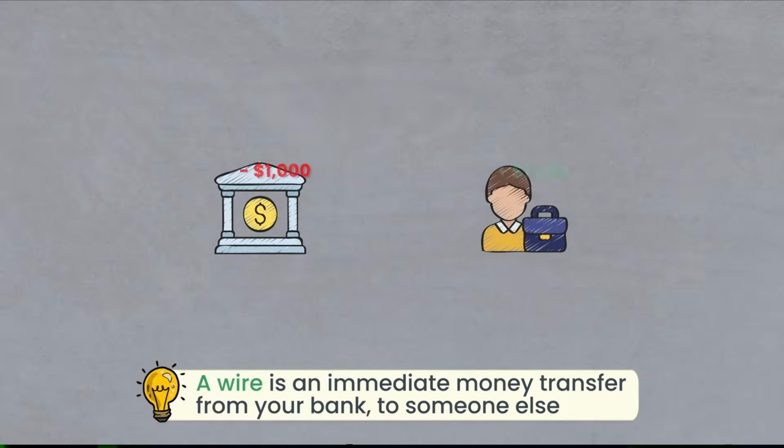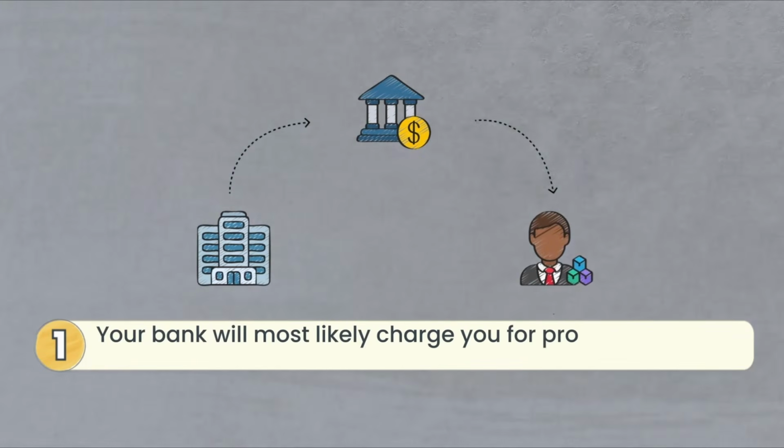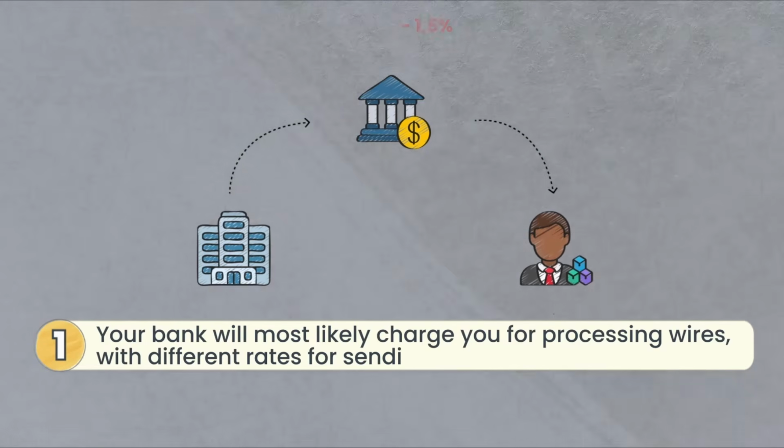A wire is an immediate money transfer from your bank to someone else. Now, wire payments are the quickest way to pay someone electronically, and that's why oftentimes it'll be the most preferred method. But a wire comes with its limitations. First, your bank will most likely charge you for processing wires with different rates for sending and receiving a wire. You may also get a different charge if it's a domestic wire or an international wire.